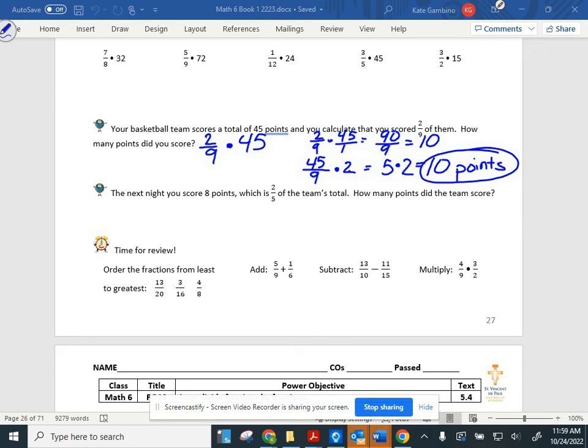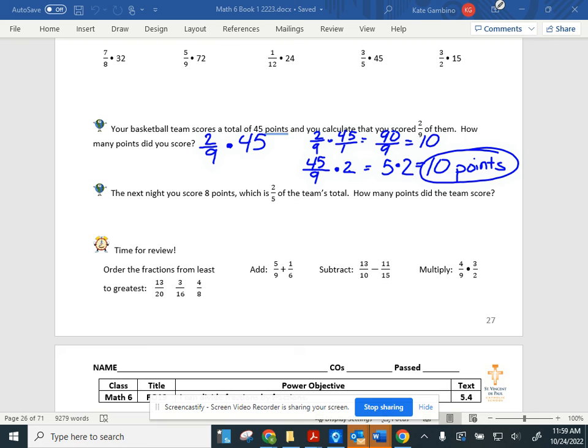Always circle the answer when you're doing all of these steps so we know what your final answer is. Do the next one on your own. Figure out how many points the team scored. So if you look at it, the next night you score 8 points, which is 2/5 of the team's total. How many points did the team score overall? I'm going to have you do your own work, seeing if you can figure out how to work that word problem to figure out how many points the whole team scored.